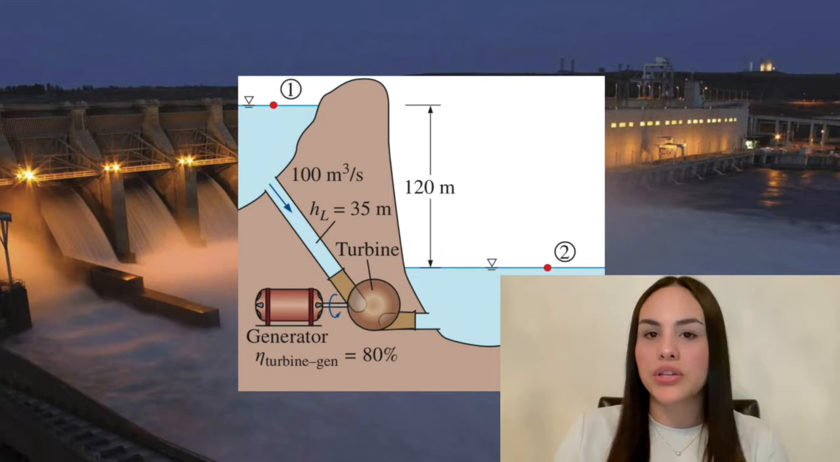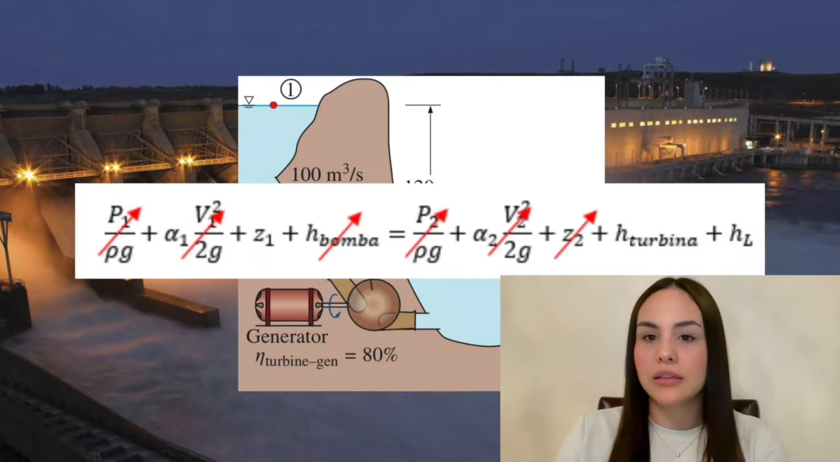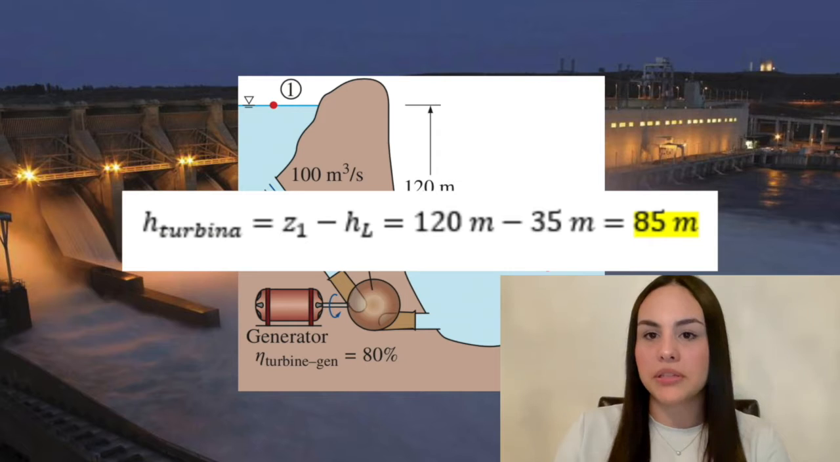The energy equation for the stationary and incompressible flow, solving it to find the head of the turbine, turns out to be the subtraction of Z2 and the loss of head, so that the turbine head turns out to be 85 meters.